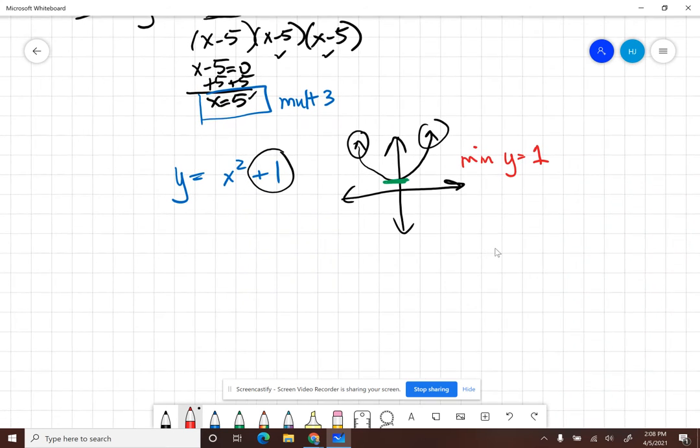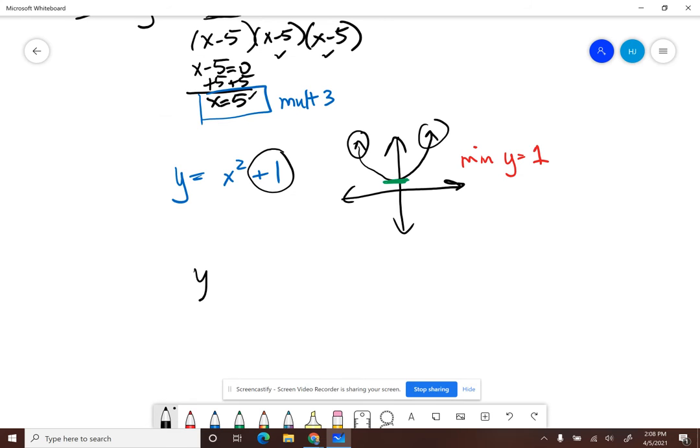Conversely, if I had, for example, y equals negative x squared plus 2. So in this case, I don't know what I just did.